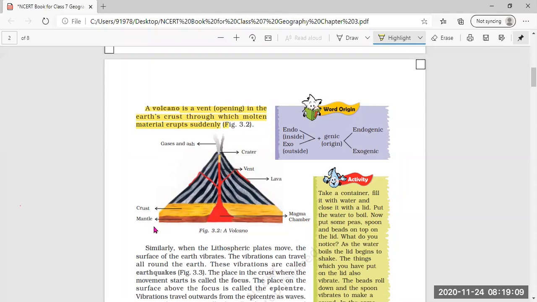This is the mantle. These are the layers of the earth, crust and mantle, and this is the magma chamber deep inside the earth. And then this magma is coming out, hot lava is coming out from deep inside till the vent, and the opening on the earth's surface is called the crater. And inside, the passage is called the vent. And the hot molten magma is called lava. That is, lava comes out there.